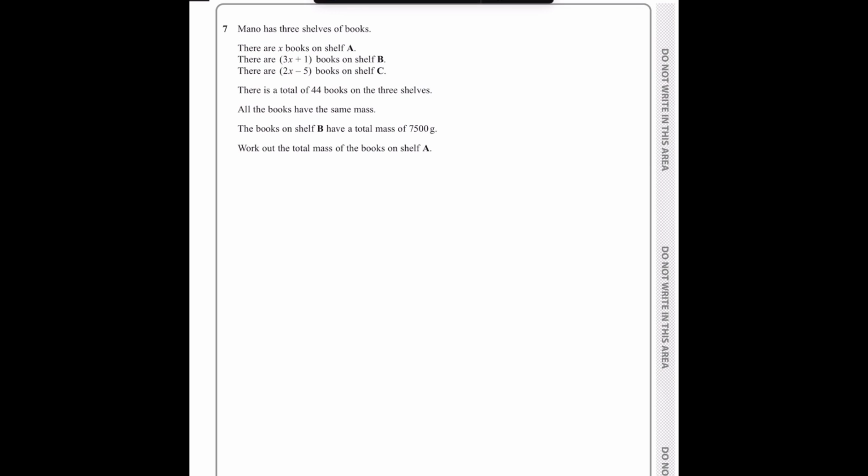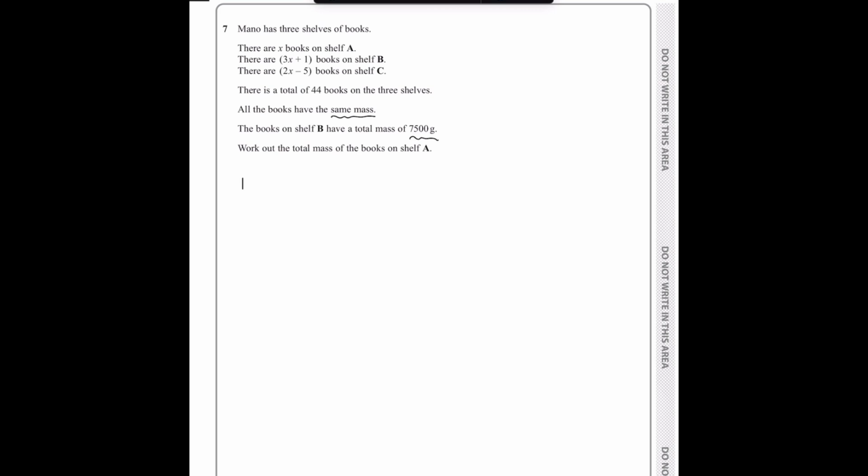Question 7 tells us, Mano has 3 shelves of books. There are X books on shelf A, there are 3X plus 1 books on shelf B, and there are 2X minus 5 books on shelf C. There's a total of 44 books on the 3 shelves. All of the books have the same mass, and the books on shelf B have a total mass of 7,500 grams. Work out the total mass of books on shelf A.